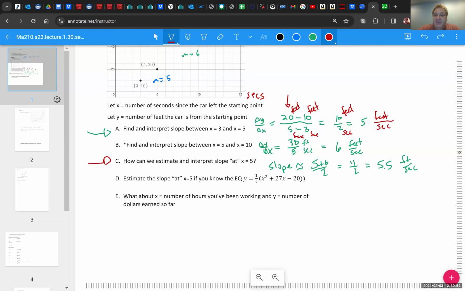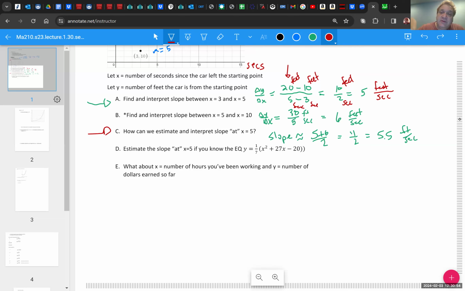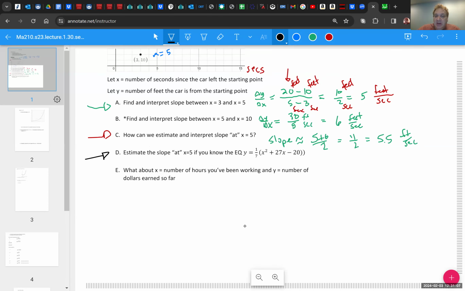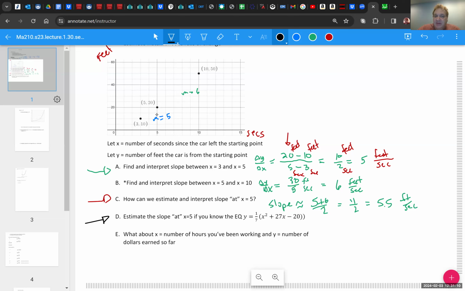All right, so I have example D here. In example D, it says to estimate the slope at x equals 5 if we know the equation y equals 1/7 x squared plus 27x minus 20. So let's suppose that this is the equation that matches these dots, right? You can verify one: you can put in 3 for x and see if you really do get 10 for y. So that might be a nice little exercise to verify that this equation actually matches all the data points.